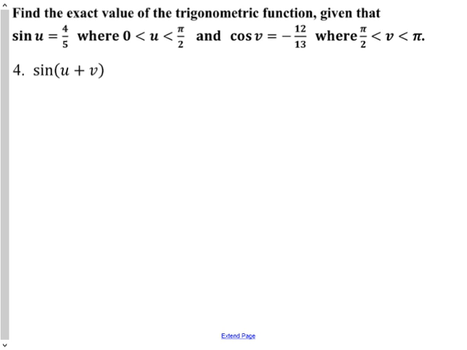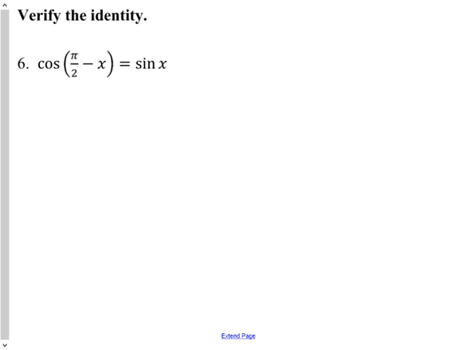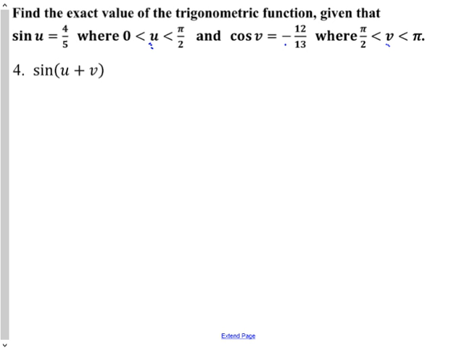Next, similar situation, but they're giving us actual nice triangles here. Find the exact value of the trig function given that sine of u is 4/5 in quadrant 1, and cosine of v is negative 12/13 where we're in quadrant 2. Find sine of u plus v and cosine of u plus v. So we're going to find these triangles and use them on both slides.